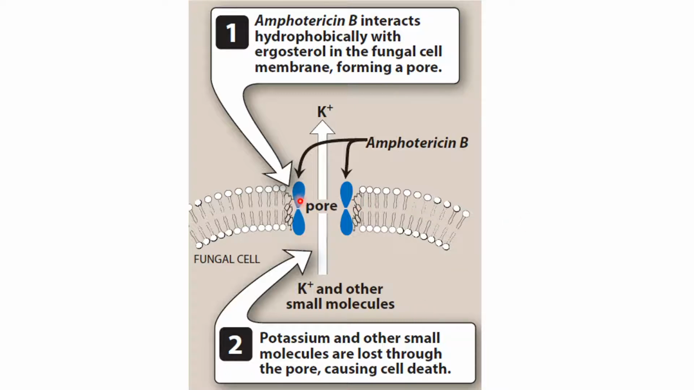with the pores in the fungal cell, and that leads to the leakage of potassium ions from the cell, and that leads to the death. So amphotericin B interacts with the ergosterol, that is the main component of the membrane of the fungal cell, and makes a pore that leads to the leakage. So this is actually the mechanism of action.